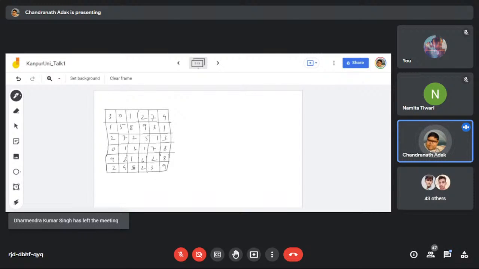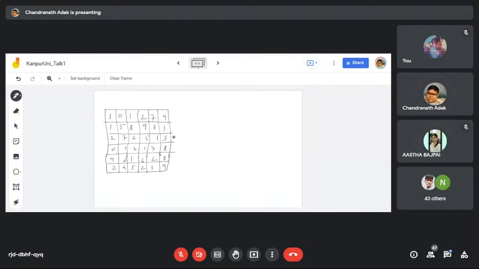So, what is the size of this matrix? Anyone? Hello. Am I audible to everyone? Am I audible? Yes, sir. Yes, no. Okay. So this size of a matrix, or you can think of an image, this is a 6 cross 6.